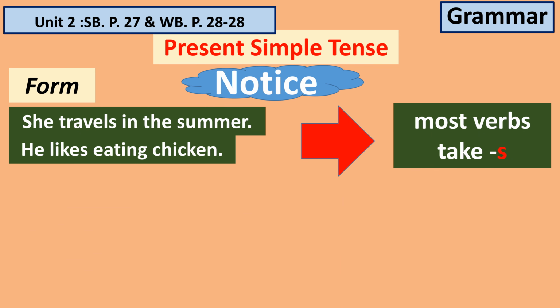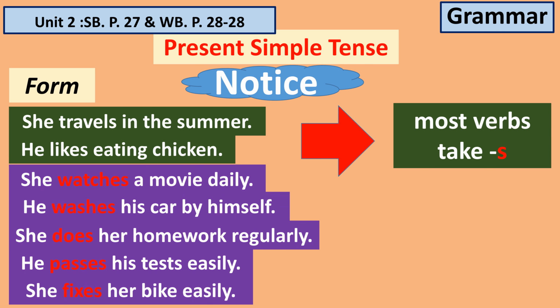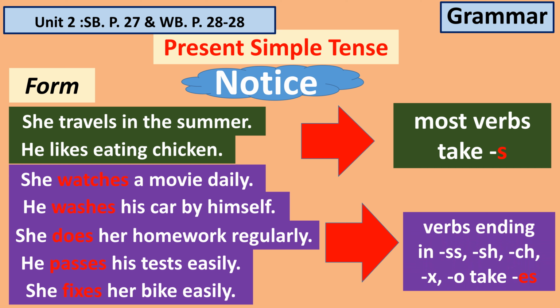Look at this one. She travels in summer. He likes eating chicken. Notice that most verbs take s. Travel, travels. She watches a movie daily. He washes his car by himself. She does her homework regularly. He passes his tests easily. She fixes her bike easily. So we add s to the end of the verb.